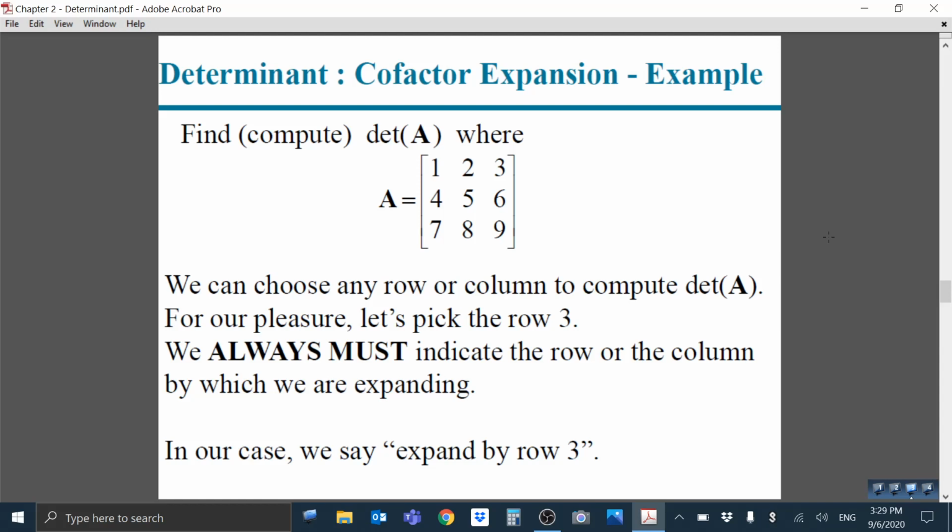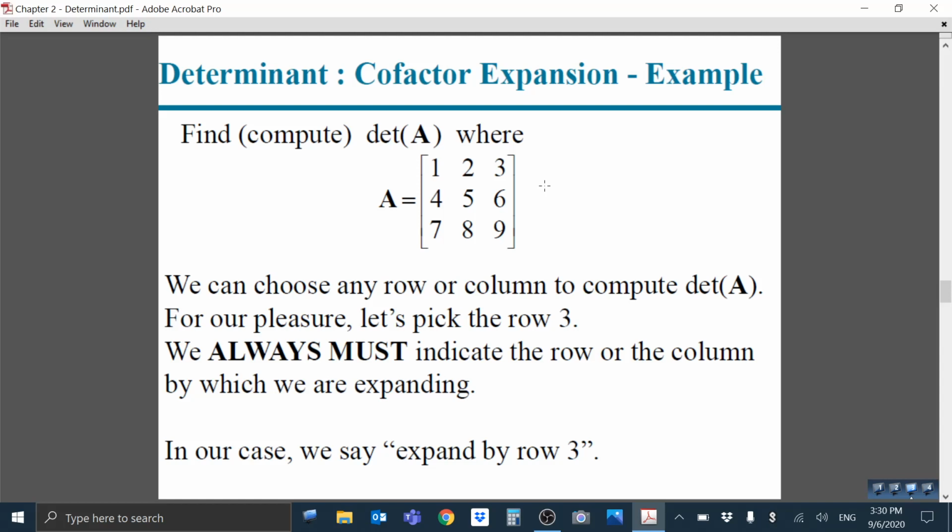Very simple. So here I have a matrix, 3 by 3, and there's no zeros. So I cannot take advantage of any row or column containing 0, unfortunately. So I can pick any row or any column I like to compute the determinant. For the pleasure, I picked row 3 for no good reason, just like that. I felt like row 3 is ugly enough, so I can work with it.